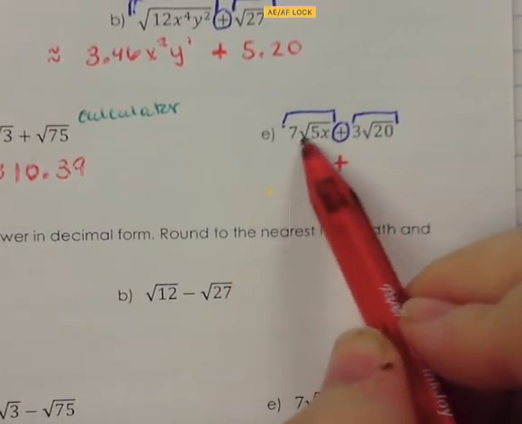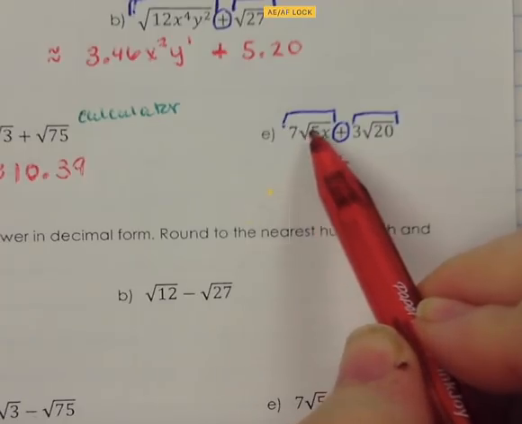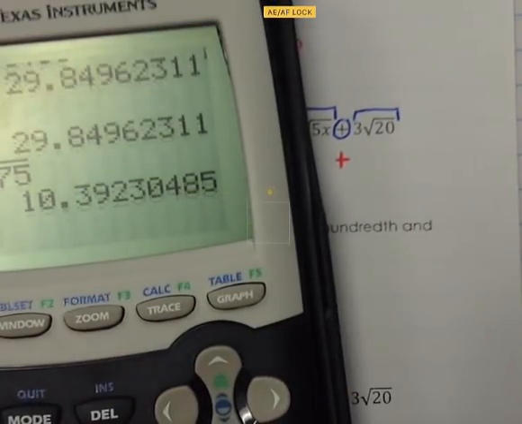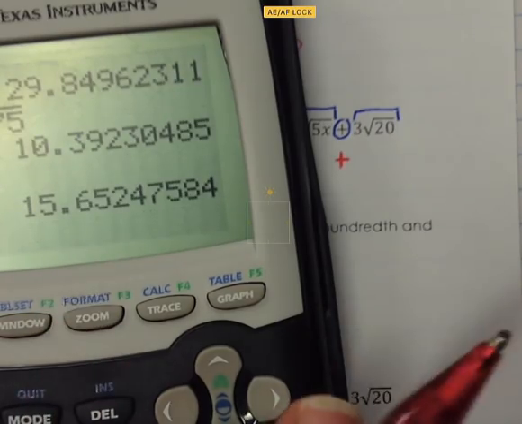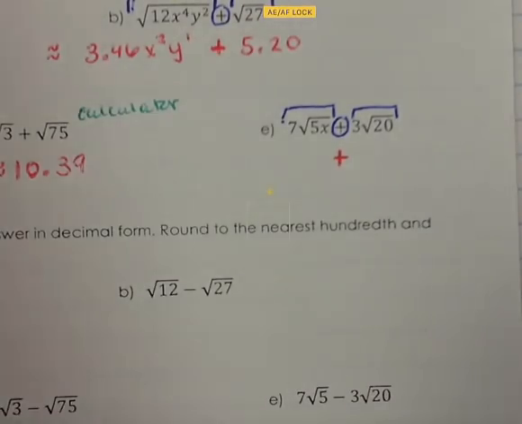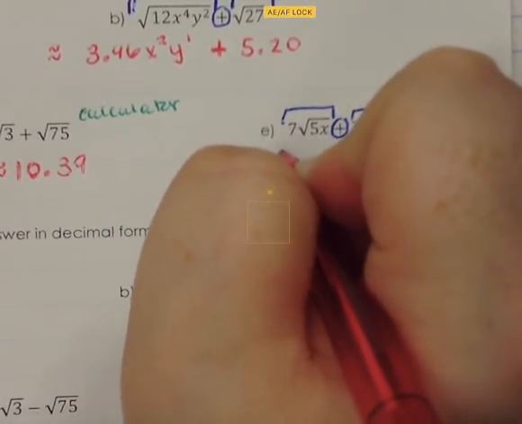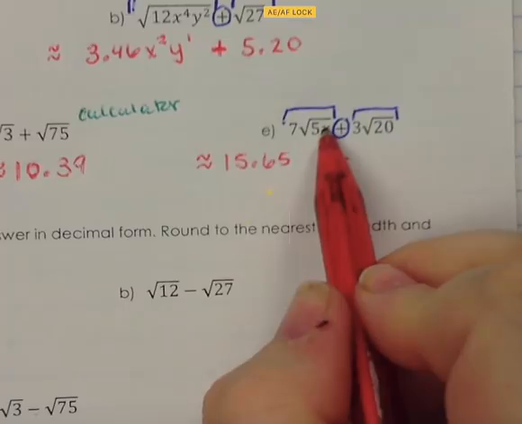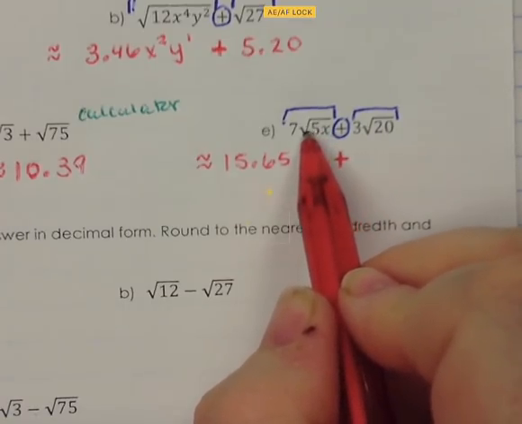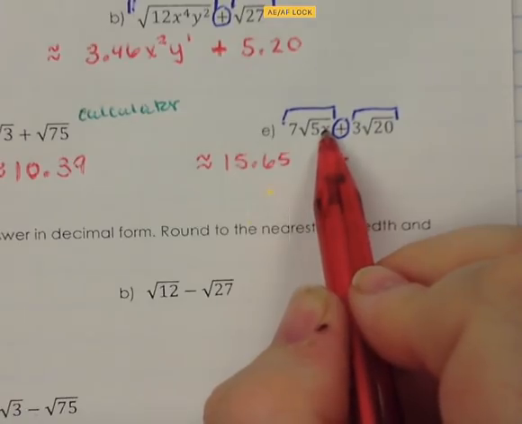So the numbers we want to actually use first. So the 7, then square root 5. 7, then square root 5 gives us 15 and 65 hundredths, so approximately 15 and 65 hundredths. But then we have the square root of x still. Now that square root did not go away because we took the square root of 5.